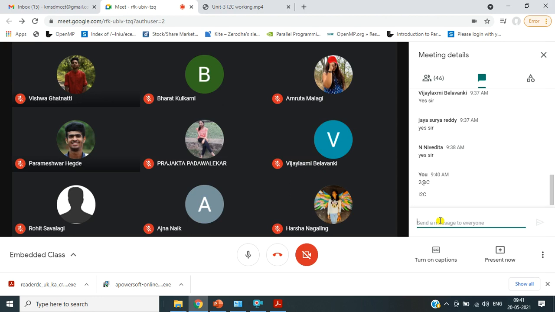So similarly, there are three substandards in the I2C bus itself. One is able to transfer data at 100 kilobits per second. So this is 100 kbps. Sorry, I should write it with a small b. It is 100 kbps. And the second type of I2C bus is able to transfer data at 400 kbps.